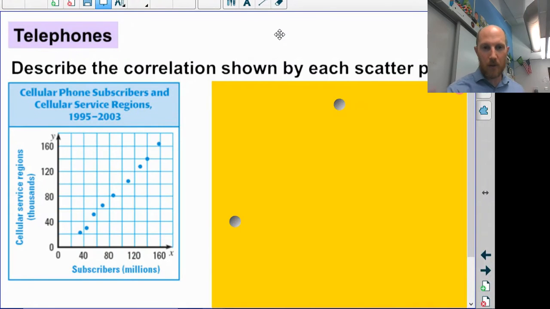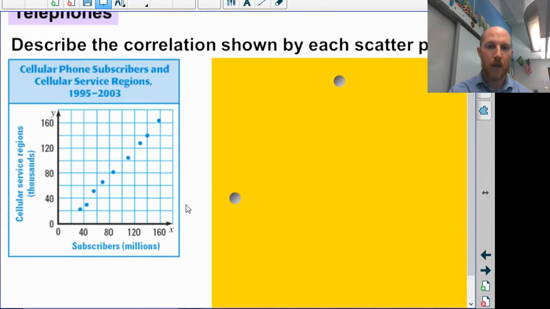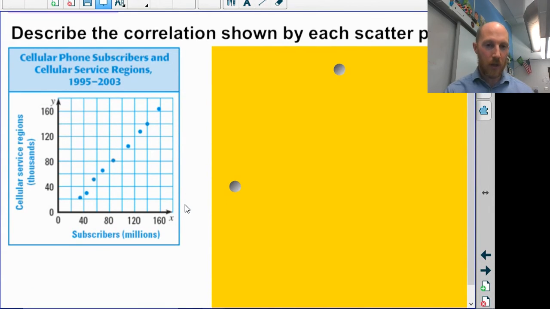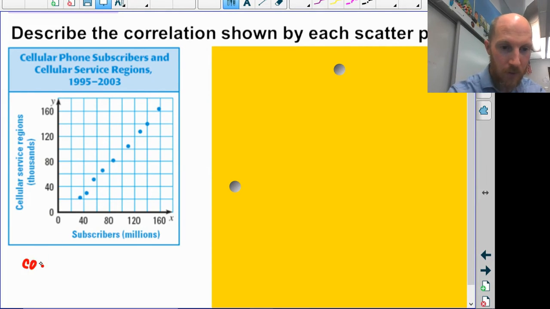So lastly, let's describe the correlation shown by each of these two scatter plots. We'll just look at one at a time, but I've got two scatter plots here. So for this first scatter plot, would you say that there is correlation or causation or none of the above? Well, it's not a perfect straight line, so it's definitely not causation. There is definitely a trend going on in the graph. I can clearly see that the dots are heading upward. So there's a correlation.